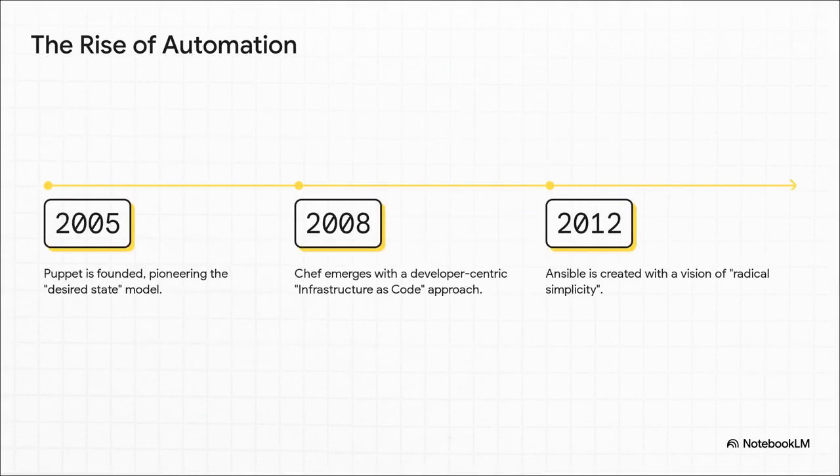And so the industry responded. In 2005, Puppet shows up and introduces this game-changing idea of a desired state. A few years later, Chef comes along, really championing this developer-first idea of infrastructure as code. And then, in 2012, Ansible arrives on the scene, basically designed from the ground up to be a direct answer to the complexities of the tools that came before it.